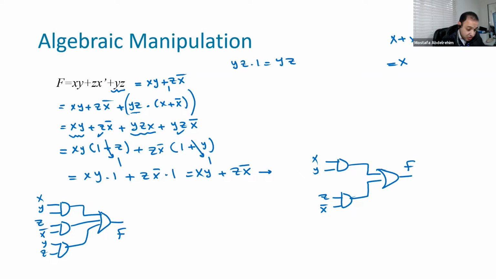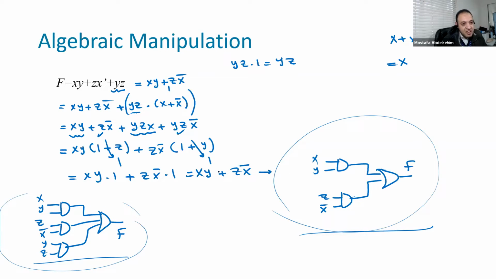And one may say, how come this circuit and this circuit are equivalent? Yes, they are equivalent. Just do the truth table. If you do the truth table for this, it will give you the same output as this. Okay.